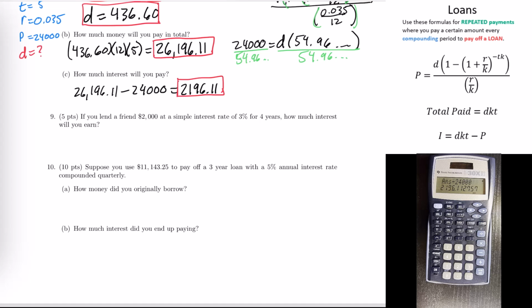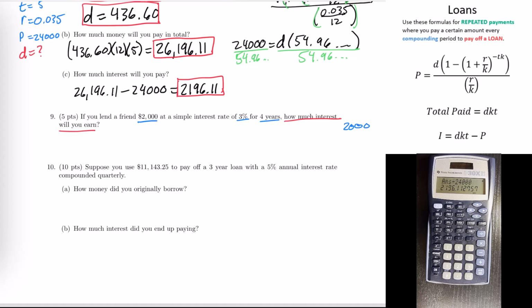On question 9, it says, if you lend a friend $2,000 at a simple interest rate of 3% for 4 years, how much interest will you earn? So the question is how much interest will we be earning? To identify our variables here, the $2,000 that we have is the amount that we lend to our friend.